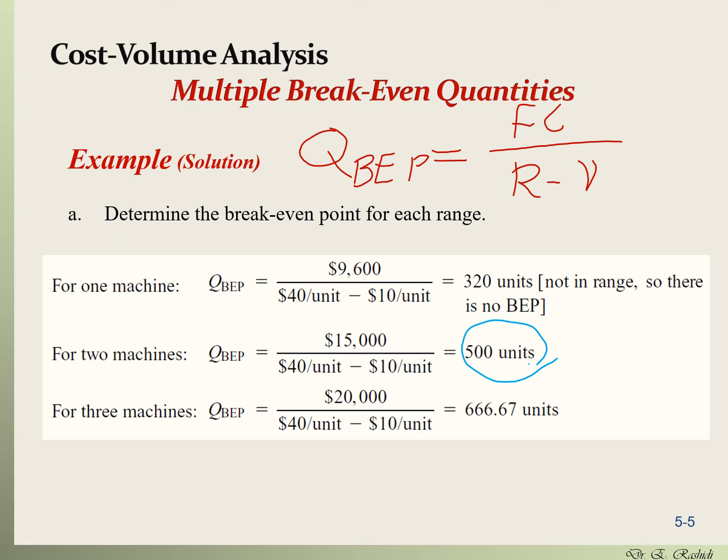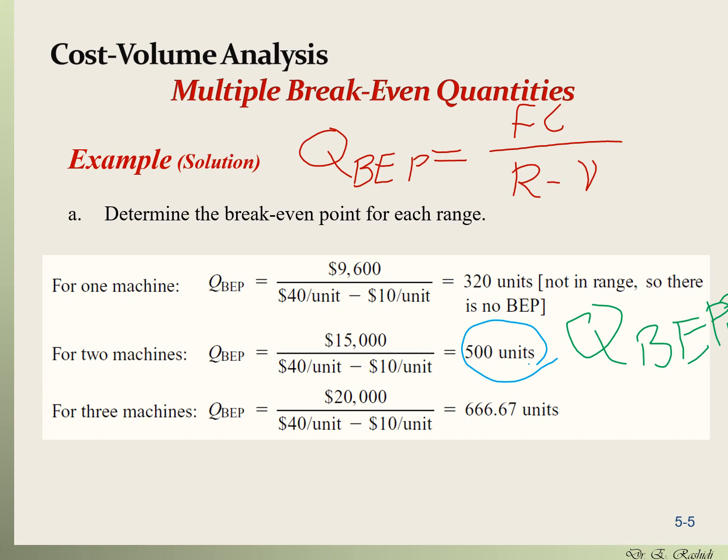And remember that the maximum output for two machines is between 301 and 600. This means that this 500 break-even point value is within the acceptable range for two machines. So it means for two machines, we have a break-even point. This is the break-even point, the QBEP, for two machines.